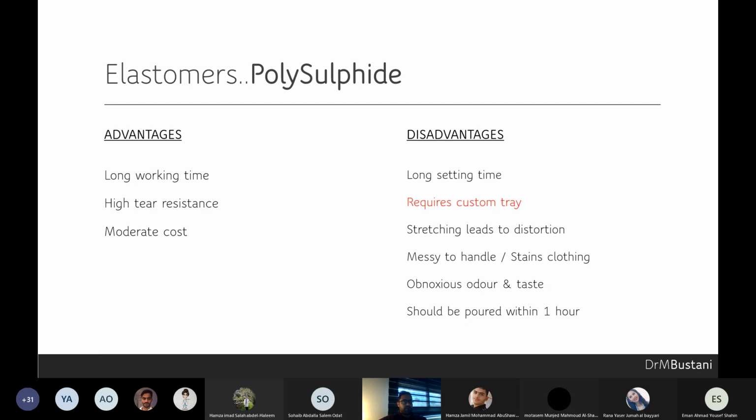In other areas it will be 1 millimeter in thickness, and the shrinkage in the area with more material will be more, so the impression, the cast itself, will be more distorted than if it was of uniform thickness. So if you use a material which shrinks upon setting, it's preferable to use the minimal amount needed, or the minimal thickness of the material needed. That's why you will need a custom tray with polysulfide, and later on when we talk about the light body silicones.